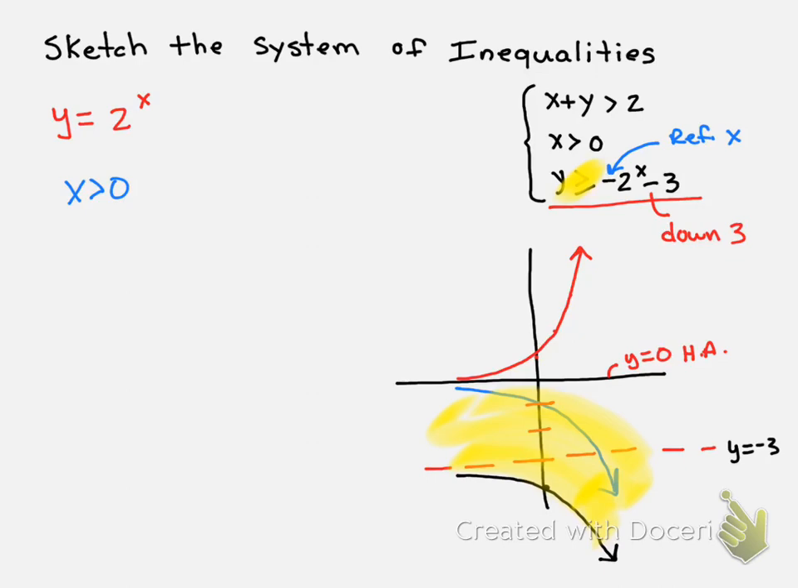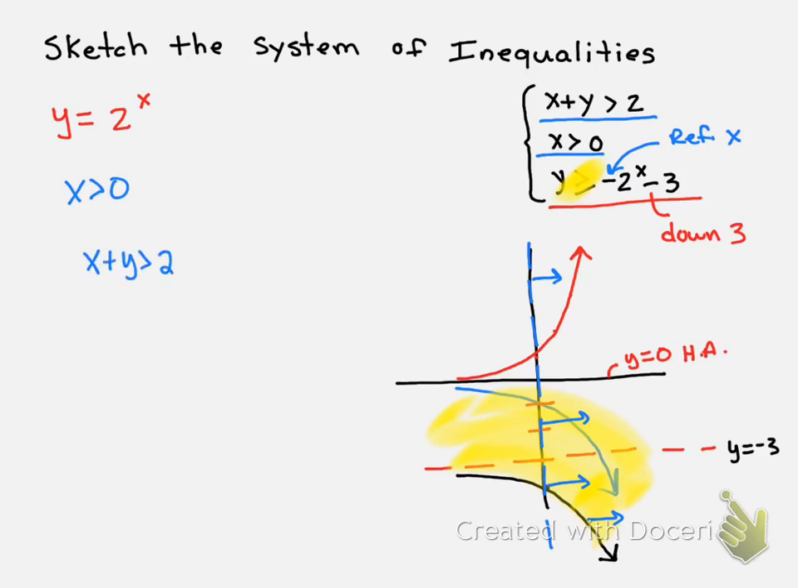Well, now I'm going to draw x as greater than 0. Well, that's just the y-axis, and I need to be greater than that, so I'm going to draw a dashed line instead of solid line, and we're going to shade to the right because we're greater.